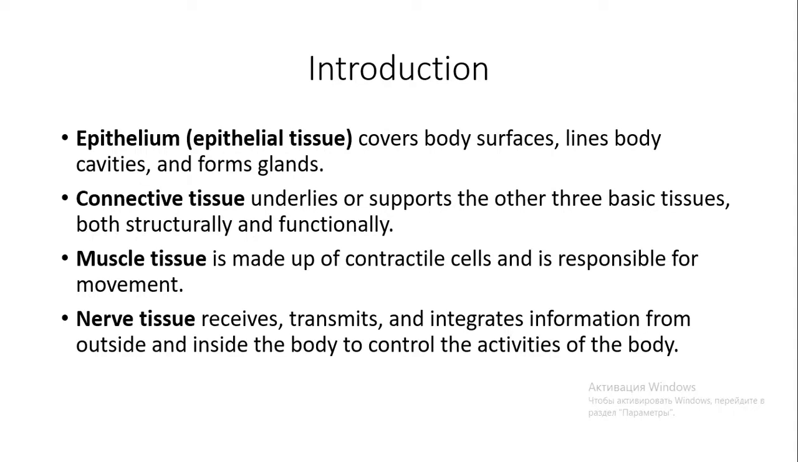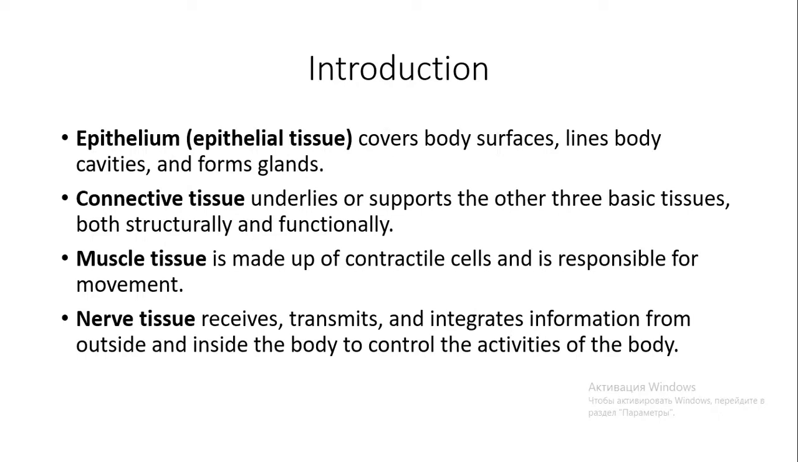Then connective tissue. It underlies or supports the other three basic tissues, both structurally and functionally. Let's talk about connective tissue later. Muscle tissue is made up of contractile cells and is responsible for movement. I hope you know what a muscle is. Muscles are contractile tissue, able to slide their actin and myosin fibers inside their cells to perform the action. We have three muscle tissue types. We'll discuss it in the proper slide.